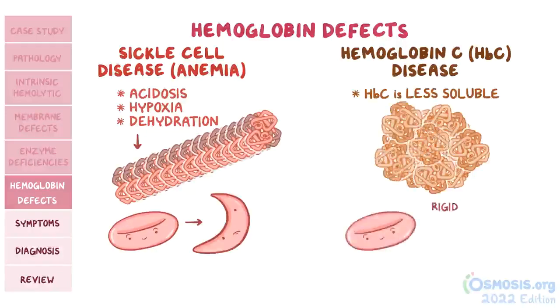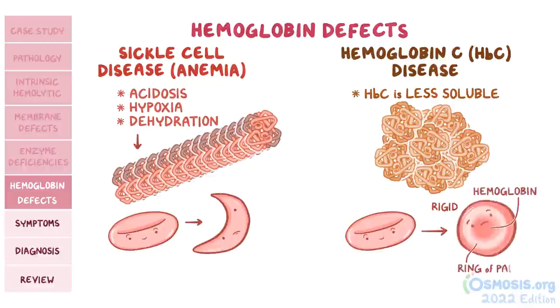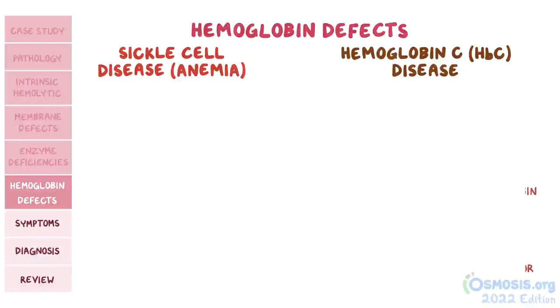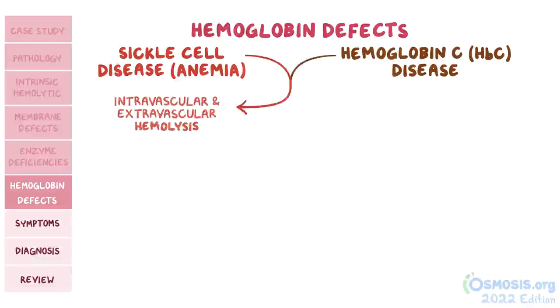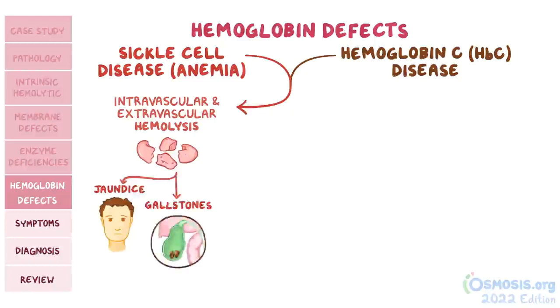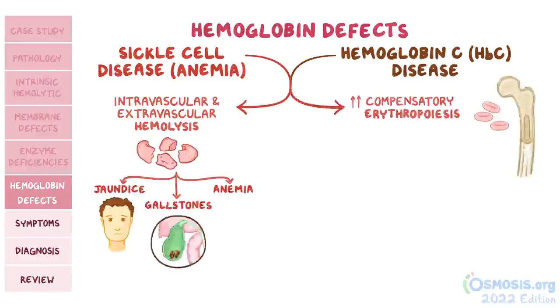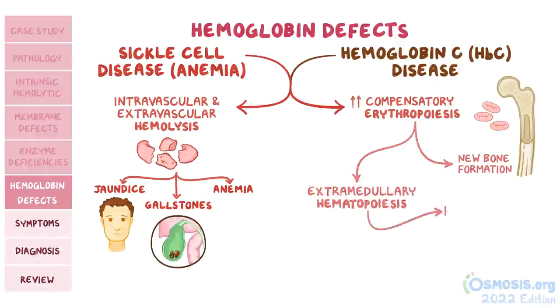And since there is less soluble hemoglobin, there's a relative membrane excess, so red blood cells start resembling a shooting target with a bullseye, with a dark center of hemoglobin, a ring of pallor, and an outer band of hemoglobin. In both cases, this leads to both intravascular and extravascular hemolysis, resulting in increased RBC breakdown, causing jaundice and gallstones, as well as anemia. There's also increased compensatory erythropoiesis in the bone marrow, leading to new bone formation, and extramedullary hematopoiesis, leading to hepatomegaly.